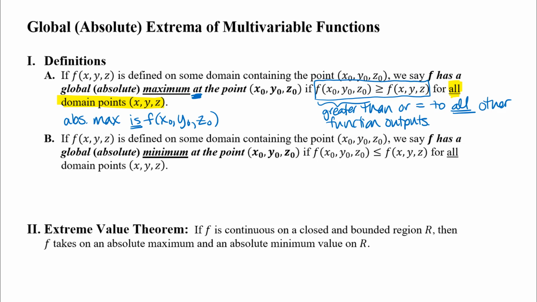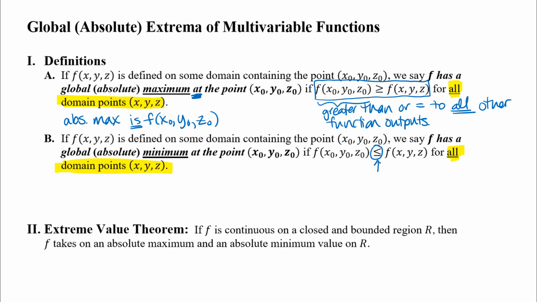Okay, the second definition here is about minimum. Really the only difference there is that we've got a less than or equal to inequality. Again, if we're talking about a global or absolute minimum, we would be looking for the function output that is less than or equal to all the other function outputs for the whole function.